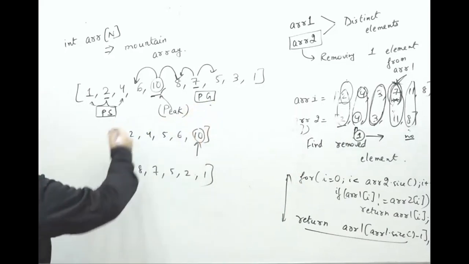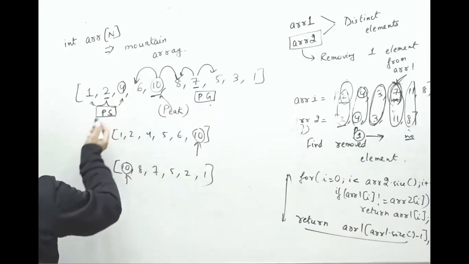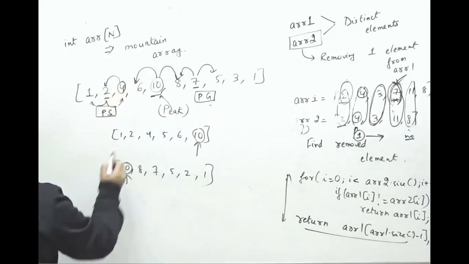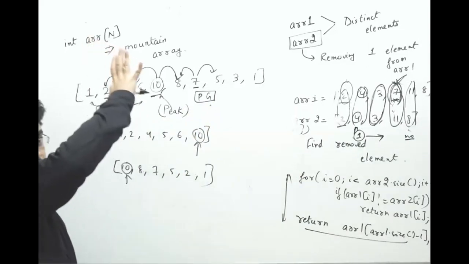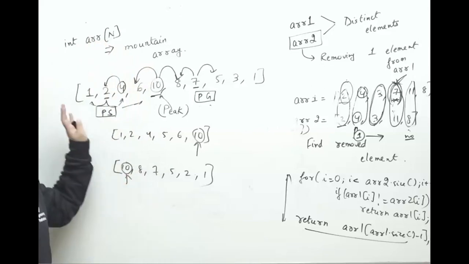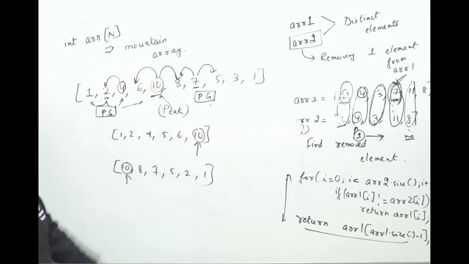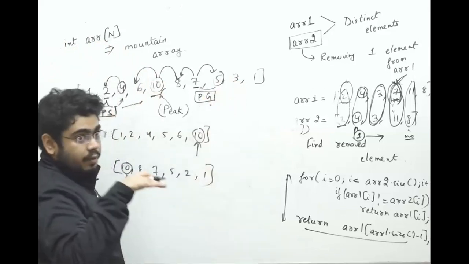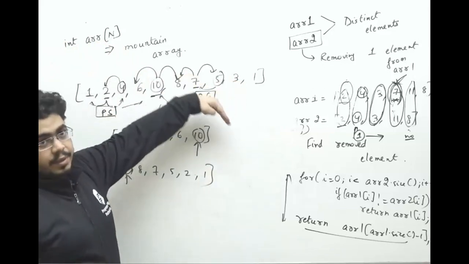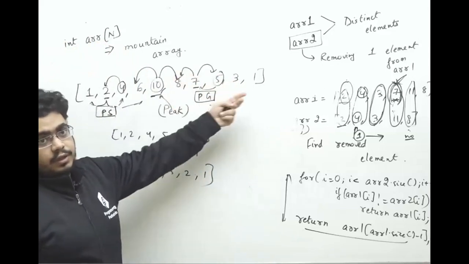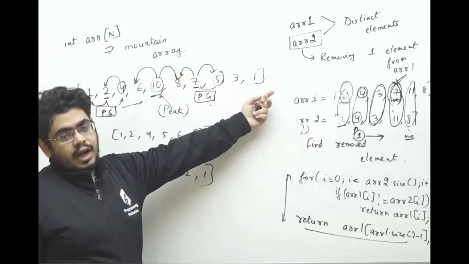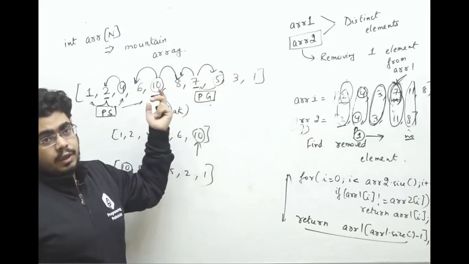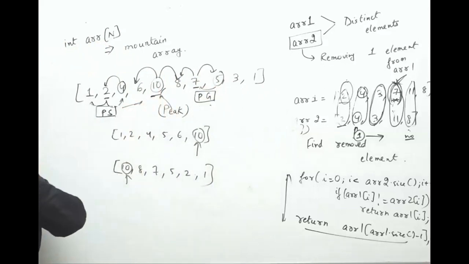So if I land at a random element and see that previous is smaller, that means I would know I need to climb up and reach the peak. So I'll say L equal to mid plus 1. But if I land somewhere where previous is greater, that means I'm on the downhill. That means I need to search on the left side. So I'll say highest is equal to mid minus 1 and find the peak.